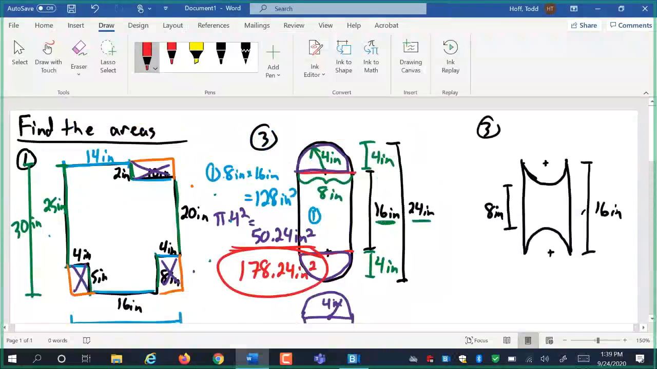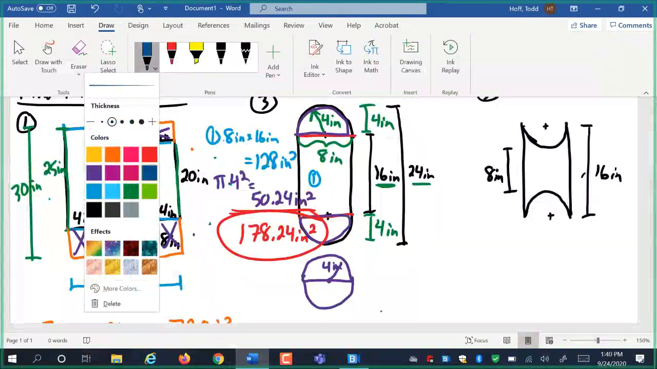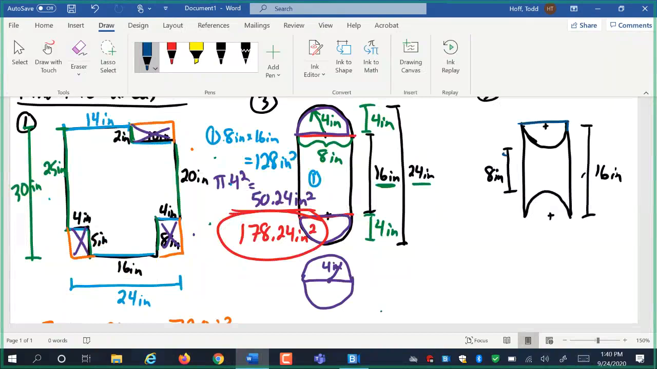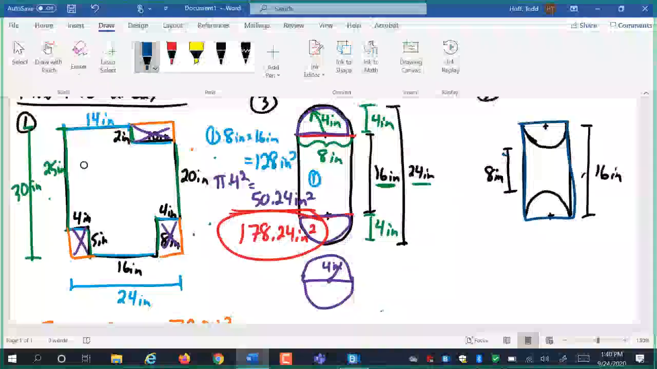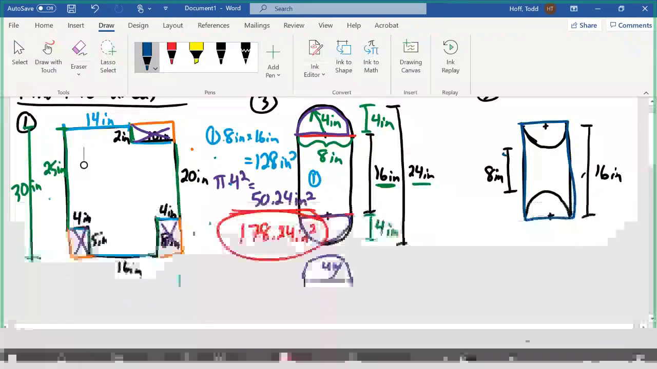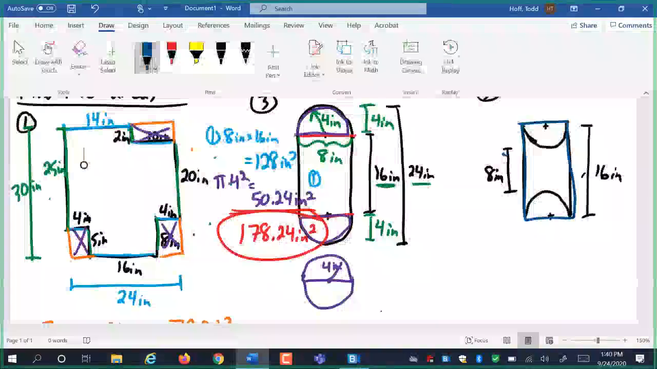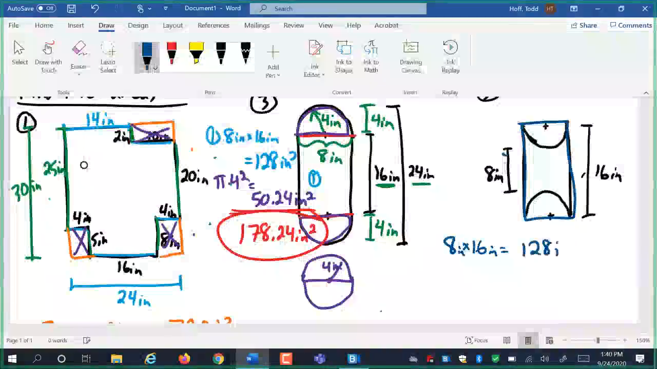Number 3 over here actually involves the same shapes as number 2. I have a large rectangle here that is 8 by 16, or 128 square inches, just like we did on the other one.